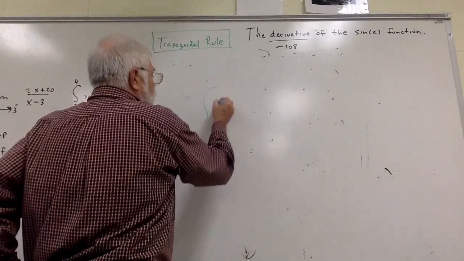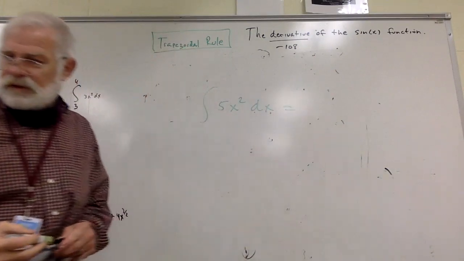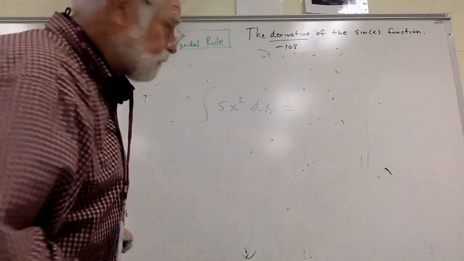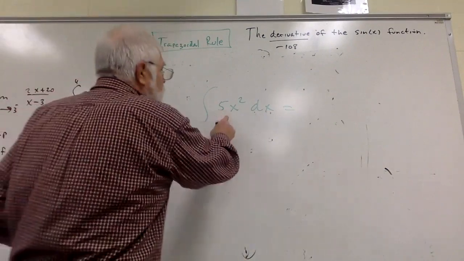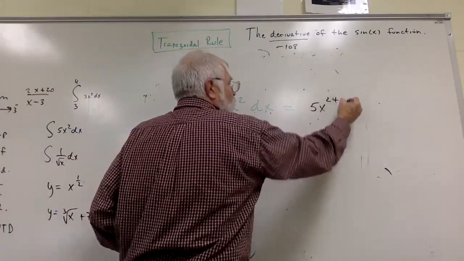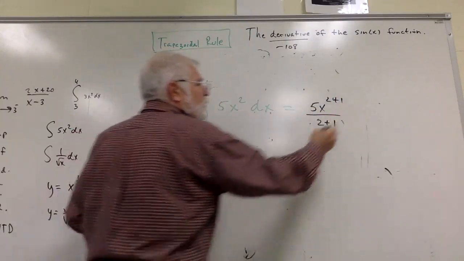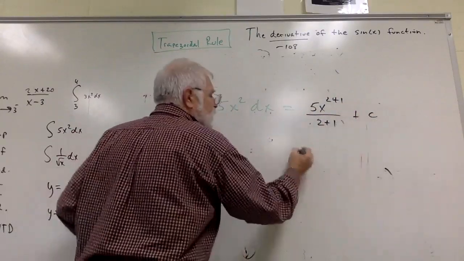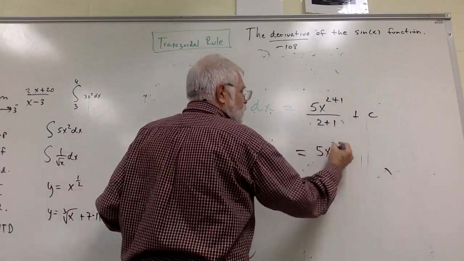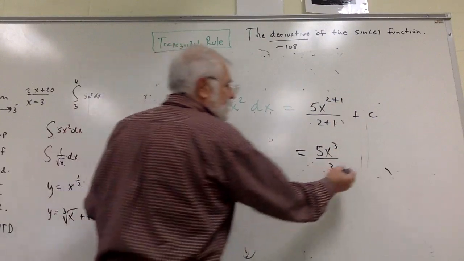So just integrate 5x squared dx. For some of you, that is now a 5-second question. Others may take longer. So how do we do it? Well, we take the function and we add 1 to the exponent and divide by that exponent, and we add c. So what was the answer to that problem? 2 plus 1 is 3, 5x to the 3, divided by 3, plus c.